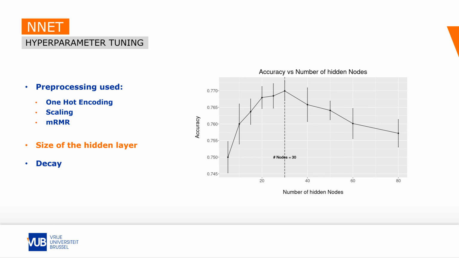Now we will look a bit further into neural networks. The most important hyperparameters are the number of nodes in the hidden layer and the decay, which is a parameter that penalizes high-value weights to avoid overfitting. We first tuned the number of hidden nodes. The best number of hidden nodes seems to be 30, so that we have enough complexity in the model, but we do not overfit the model on the training data.